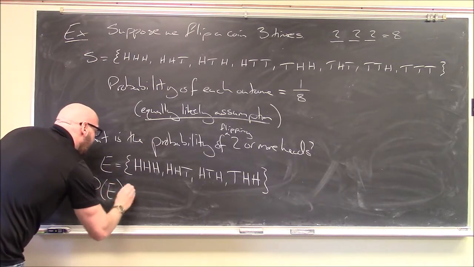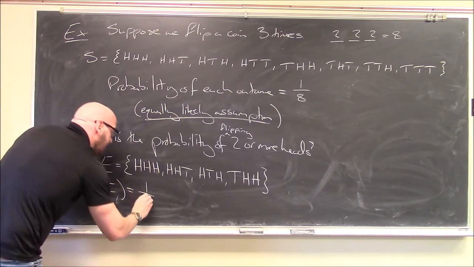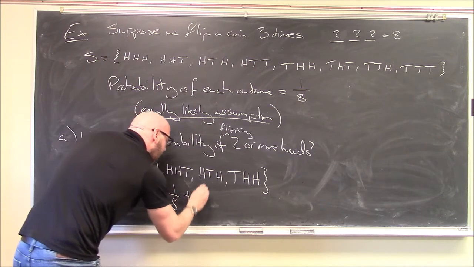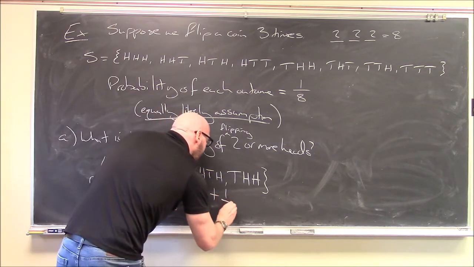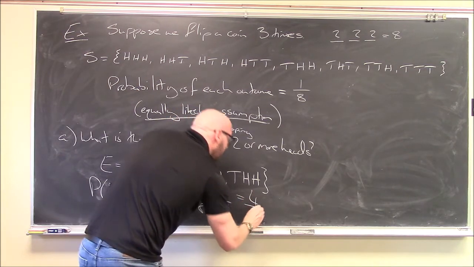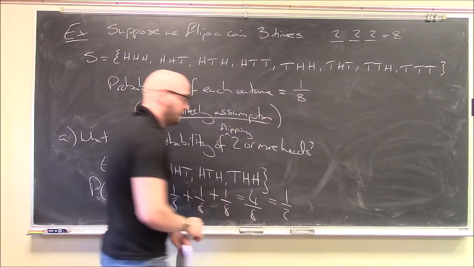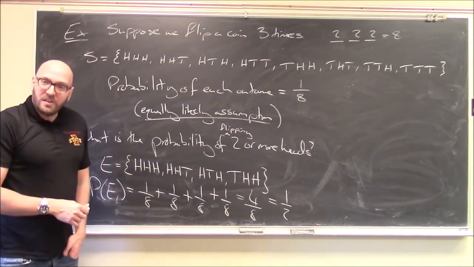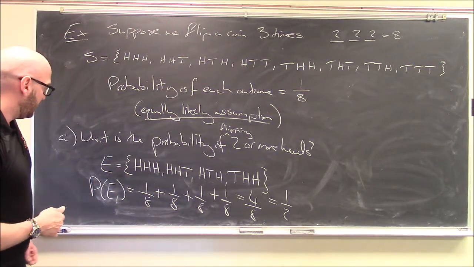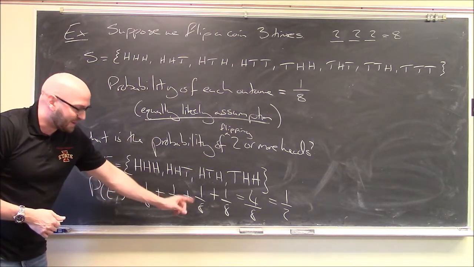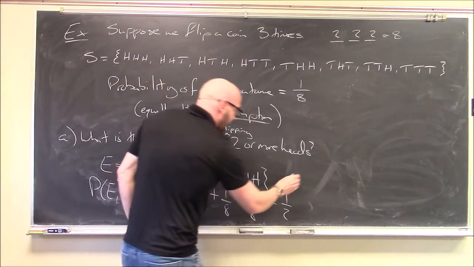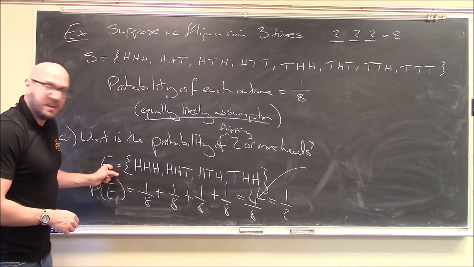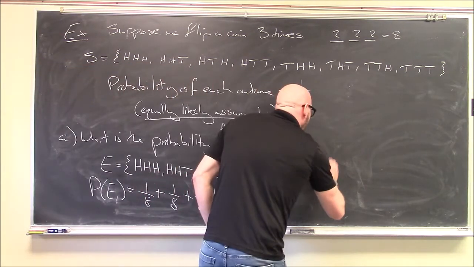The probability of this event is just going to be the probability of HHH, which is 1/8, plus the probability of this guy, 1/8. They're all 1/8 probability, so 1/8 plus 1/8 plus 1/8 plus 1/8, which is 4/8 or 1/2. But I want to point out that there's a small time-saving device here. Instead of writing out 1/8 plus 1/8 plus 1/8 plus 1/8 every time, notice what I have up top here. Up top, I have a 4. What is 4? It's the number of elements in E.